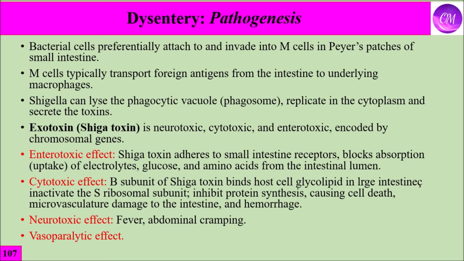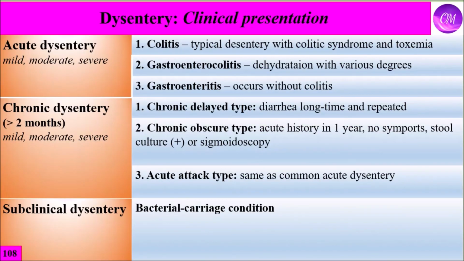Enterotoxic effect of exotoxin: the shigatoxin adheres to small intestine receptors and blocks absorption of electrolytes, glucose, and amino acids from the intestinal lumen. Cytotoxic effect: the B subunit of shigatoxin binds host cell glycolipids in the large intestine, inactivates the 60S ribosomal subunit, inhibits protein synthesis, causing cell death, microvascular damage to the intestine, and hemorrhage. Neurotoxic effects include fever and abdominal cramping, and a vasoparalytic effect.